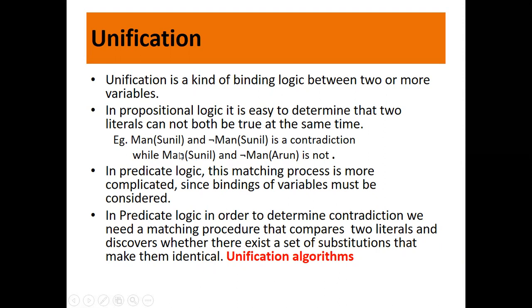Now, in predicate logic, this matching process is more complicated since binding of variables must be considered. In order to determine contradiction, we need a matching procedure that compares two literals and discovers whether there exists a set of substitutions that make them identical. So we are going to substitute the variables so that two statements become identical. This is where the unification algorithm comes into the picture. The unification algorithm will be used to unite or combine two statements.